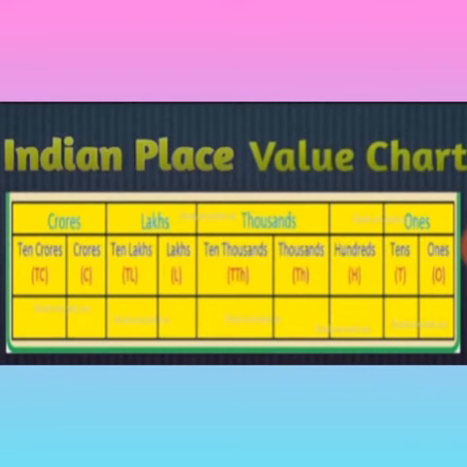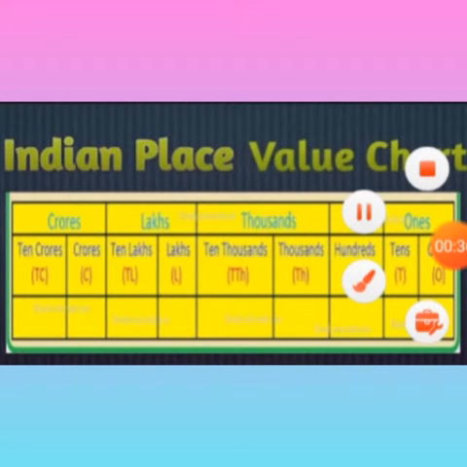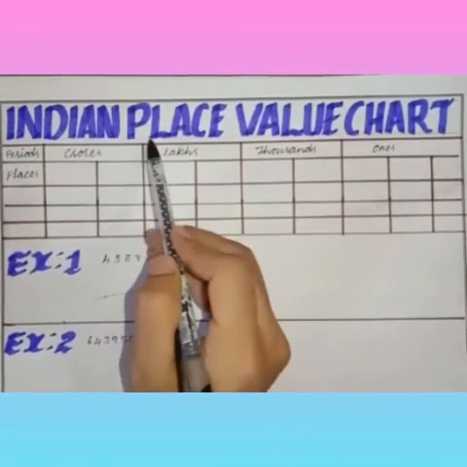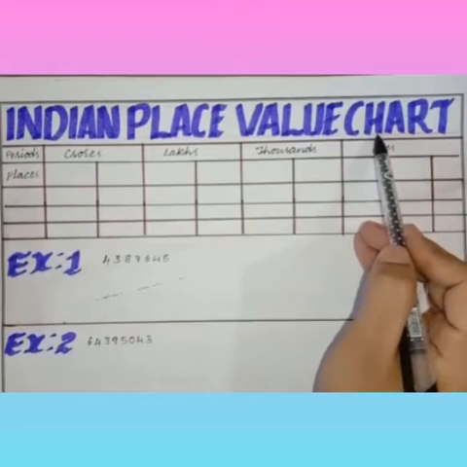Children, the system that we use in our country is known as the Indian system of numeration, or it can also be called the Hindu-Arabic system of numeration. According to this system, we use 10 symbols, that is 0, 1, 2, 3, 4, 5, 6, 7, 8, 9, to represent any number. Each of these symbols is also called a digit or figure. Children, let us have a look at the Indian place value chart.